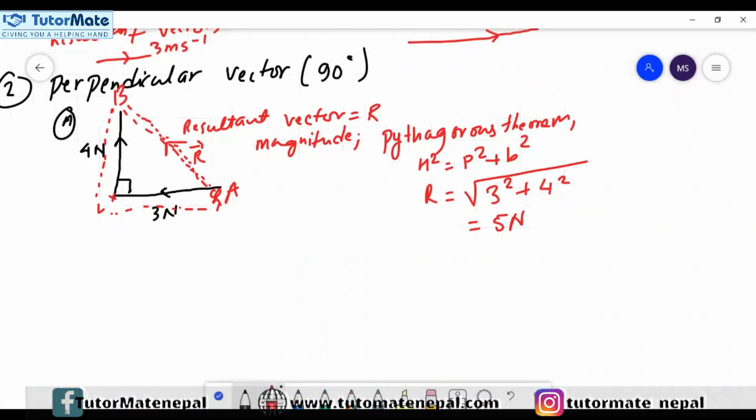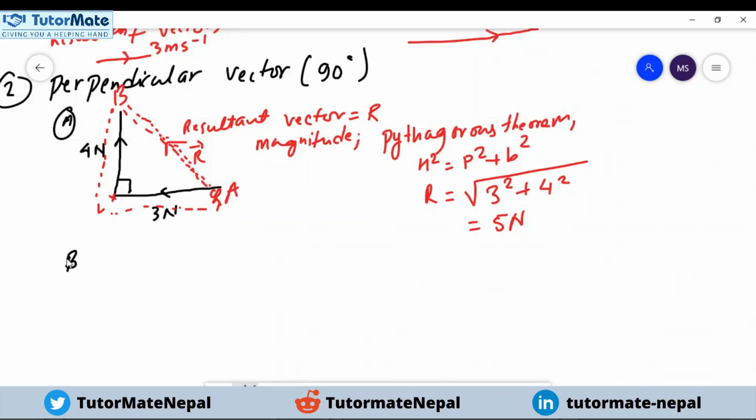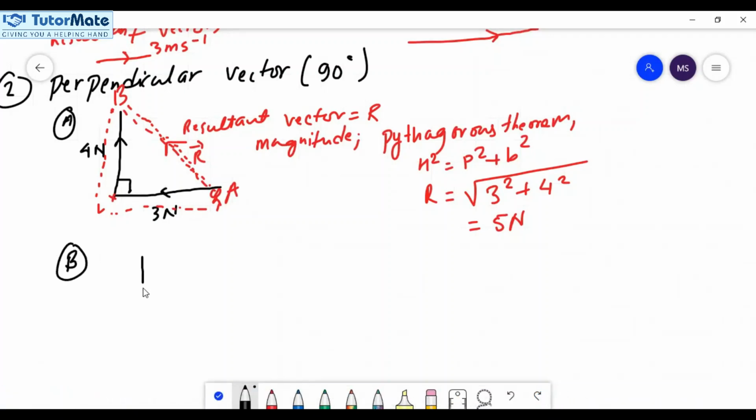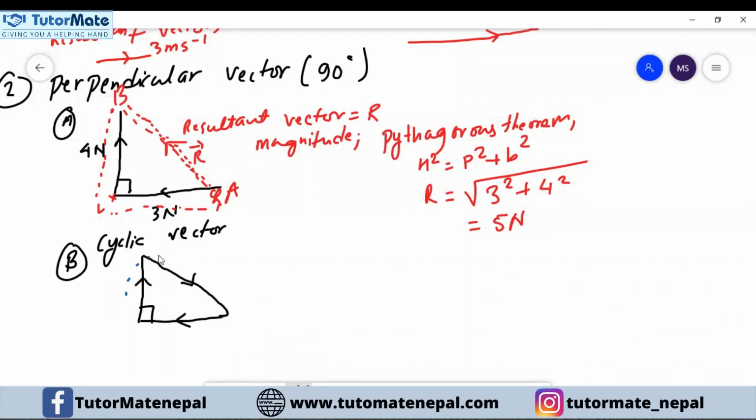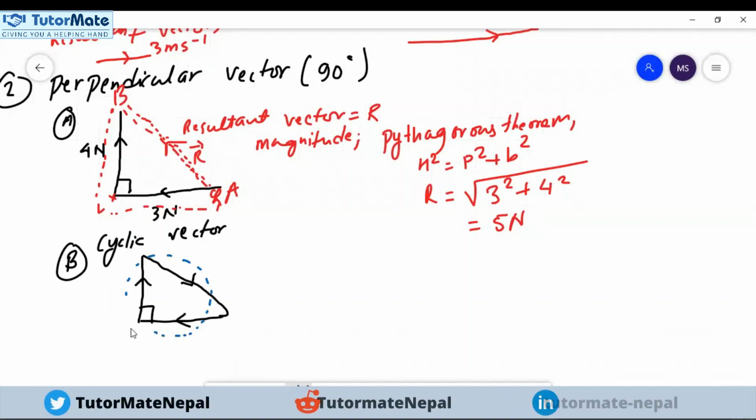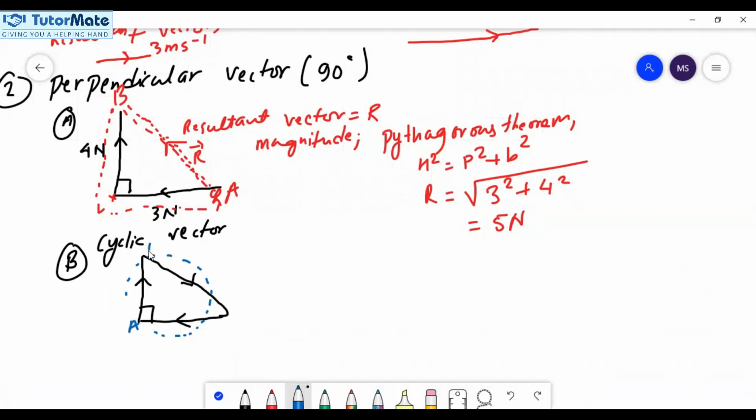There is another case for this. What if it is cyclic? Though here it is perpendicular, what if the vector is cyclic? This is an example of a cyclic vector. Cyclic means like this. See, there is a loop inside. A person moves from one point to another point. For example, a person starts from point A, reaches point B, reaches point C, and again returns to A. Then what is the resultant value?